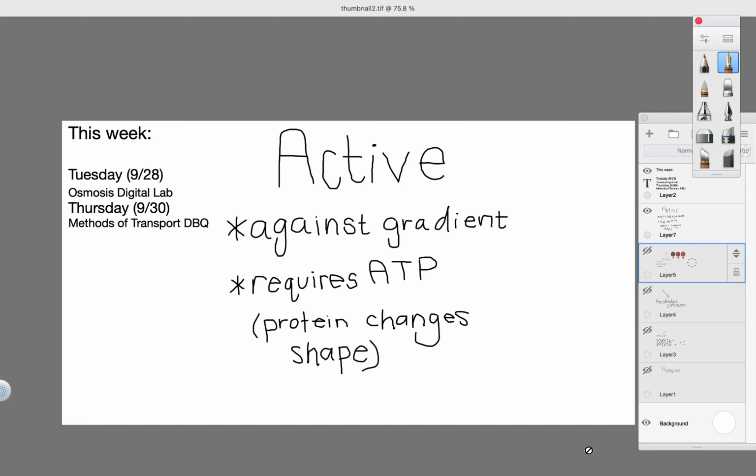It's going to require ATP, and with ATP, the more oxygen we have, the more ATP we're making. So if we have no oxygen, we're making very little ATP. And the protein is going to change shape using this ATP, allowing molecules of all types, more or less, through this protein.